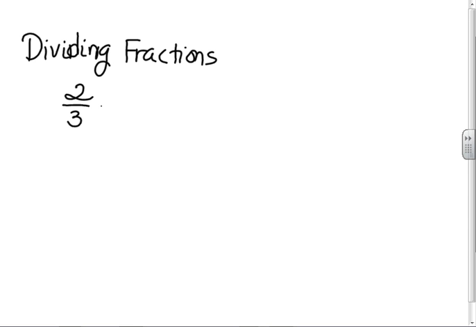Okay, so dividing fractions, they're just like multiplying fractions, except you have to do a little work. So if I take 2/3 divided by 8/5, actually we can get our little yellow book out and probably have some things like that.